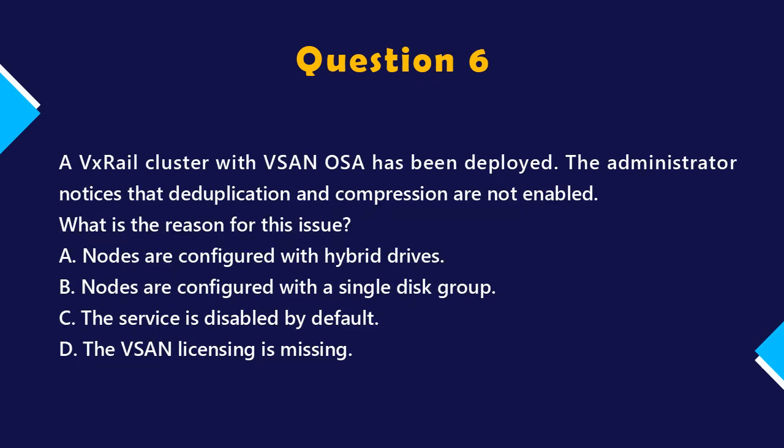Question 6. A VxRail cluster with vSAN OSA has been deployed. The administrator notices that deduplication and compression are not enabled. What is the reason for this issue? A. Nodes are configured with hybrid drives. B. Nodes are configured with a single disk group. C. The service is disabled by default. D. The vSAN licensing is missing.